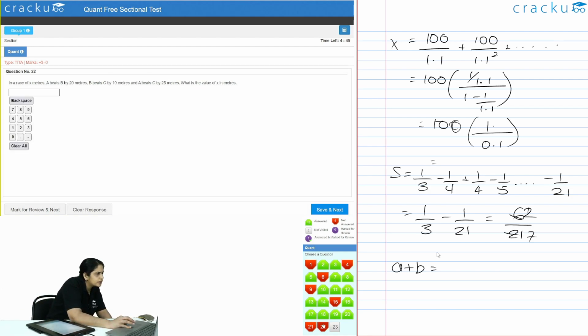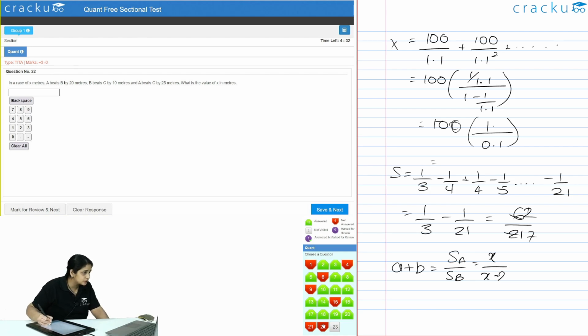Let me try one. In a race of X meters, A beats B by 20 meters, B beats C by 10 meters, and A beats C by 25 meters. So SA by SB is equal to X by X minus 20. SB by SC is equal to X upon X minus 10, and SA by SC is equal to X upon X minus 25. So you'll find out all this.